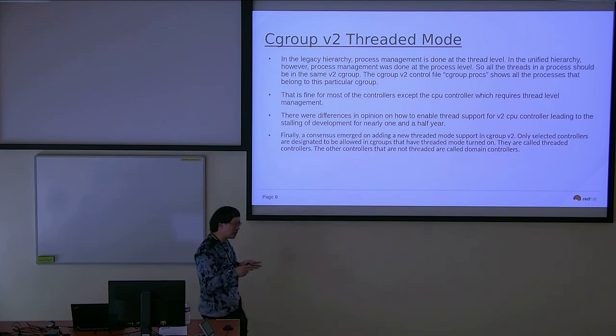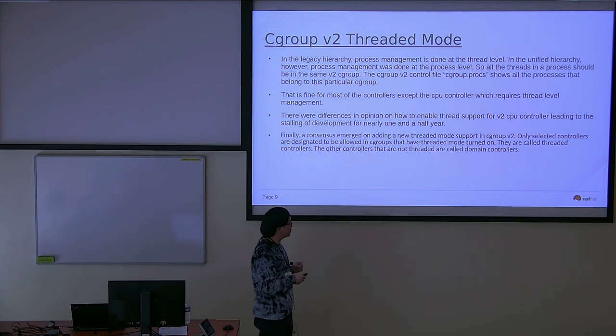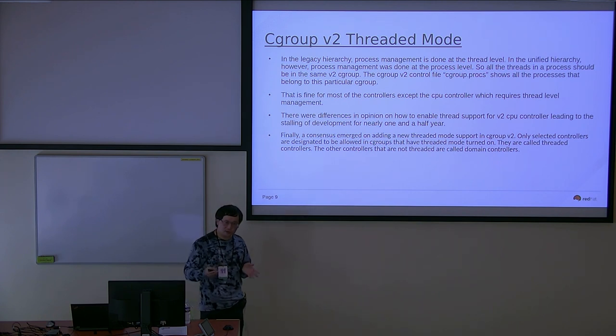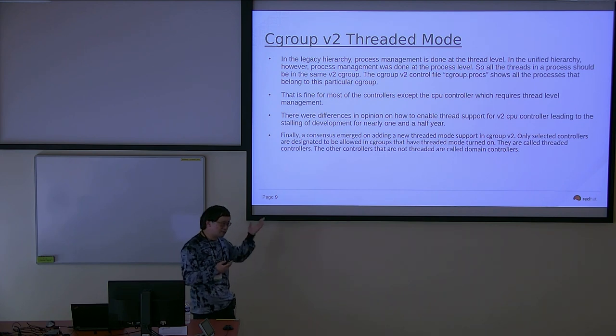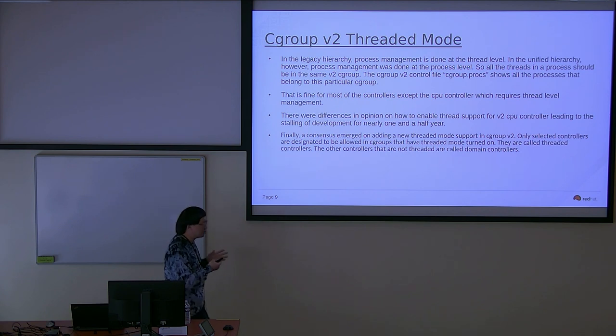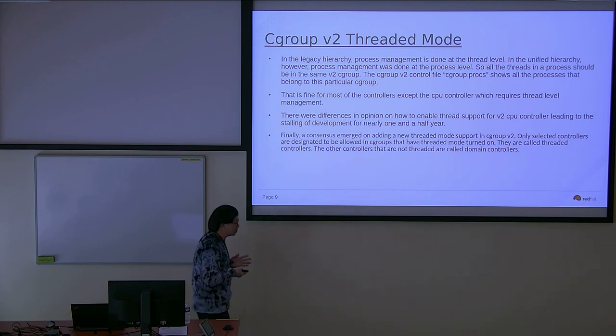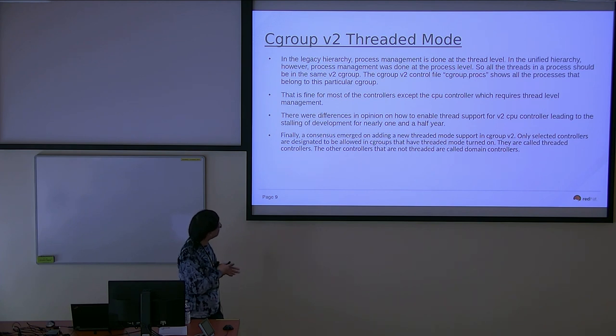That should be fine for most of the controllers, except for the CPU controller, which requires thread level control. About 3 years ago, people started to work on this CPU V2 controller, and they had some disagreement on how to manage threads, and that led to the development stopping for almost 18 months while they were arguing with each other about what is the best way to do thread level management. And this is where the cgroup thread mode comes in. Finally, we reached a consensus on how to deal with the new thread mode support.